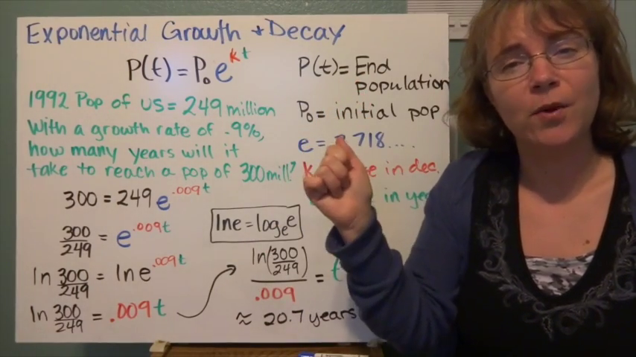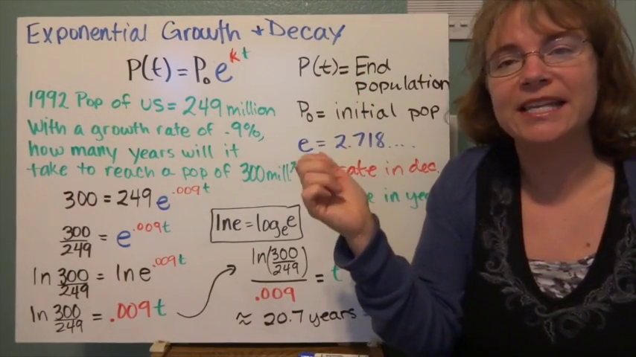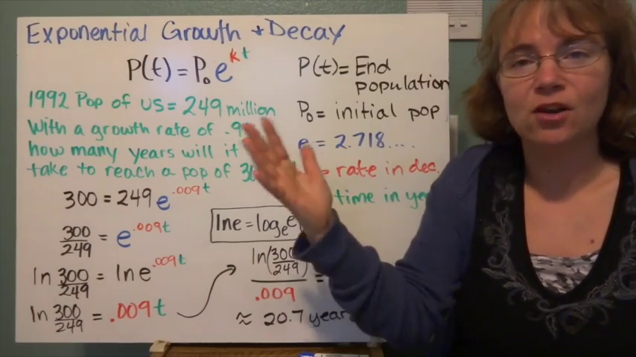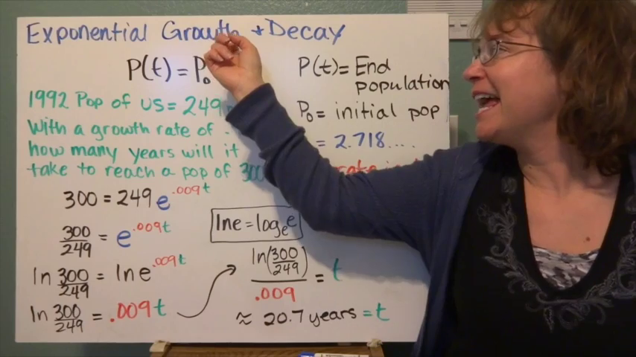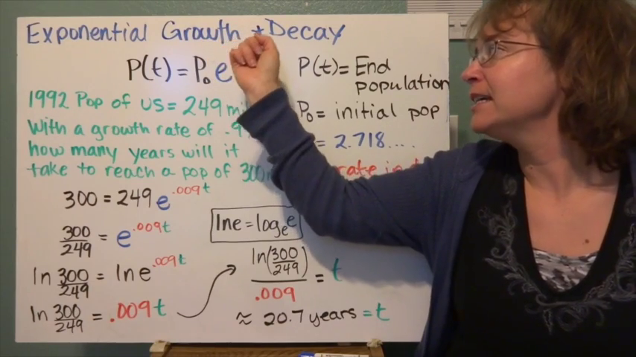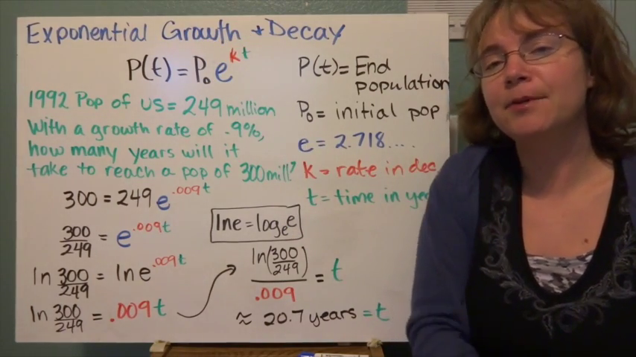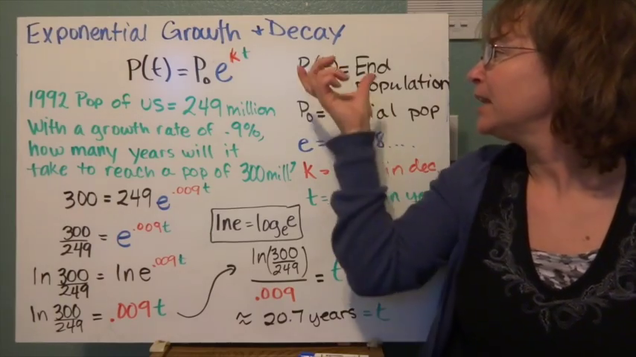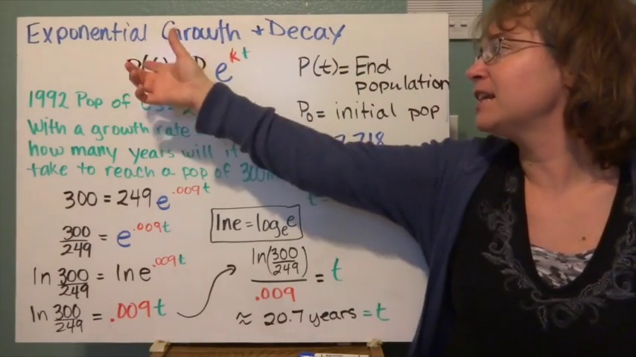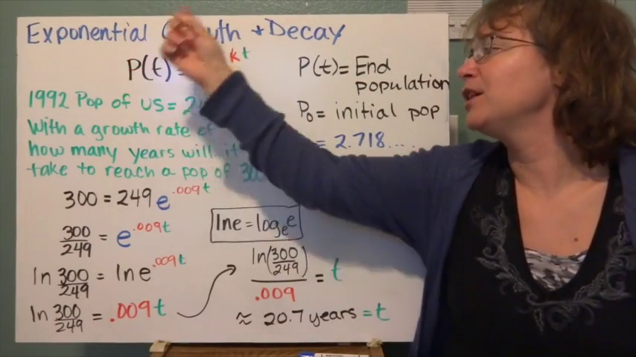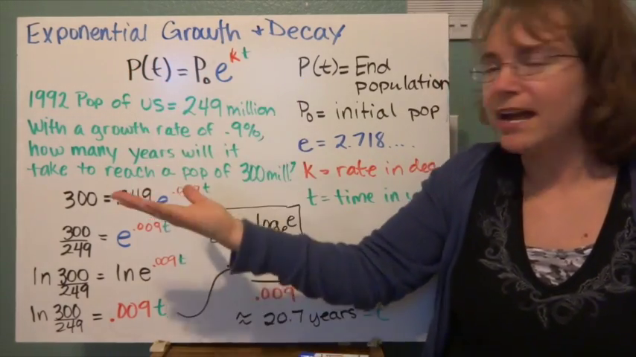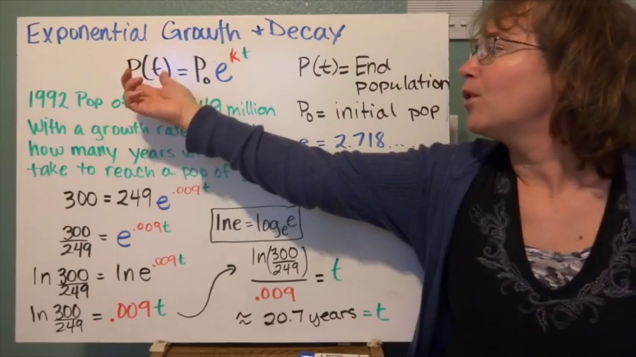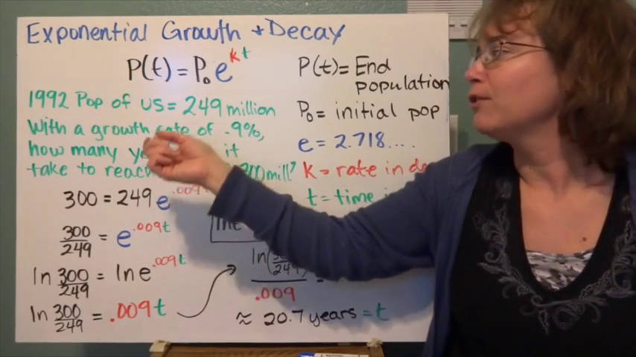If you press e to the 1, you'll see it's 2.718 and goes on and on. So it's a constant like pi. To the k, often representing rate, times time. And time is usually measured in years. P of t, in this case, if we're looking at the population equation, this side is often the end result. It's the y value you're looking for, or the function value you're looking for.